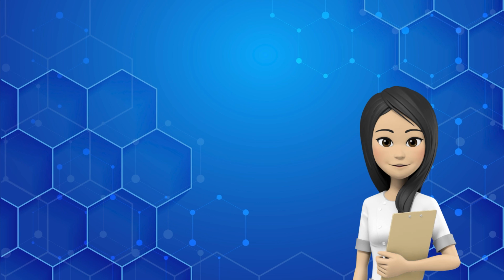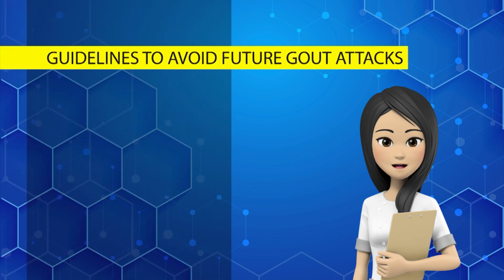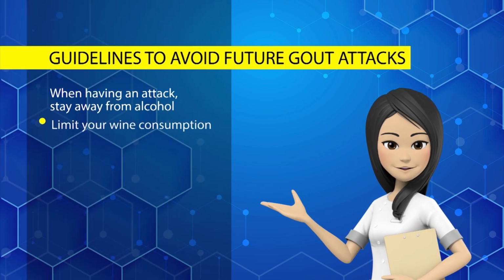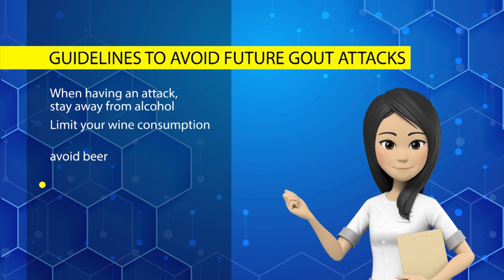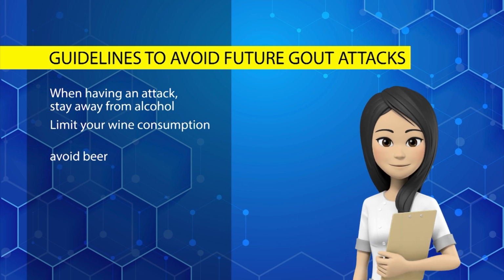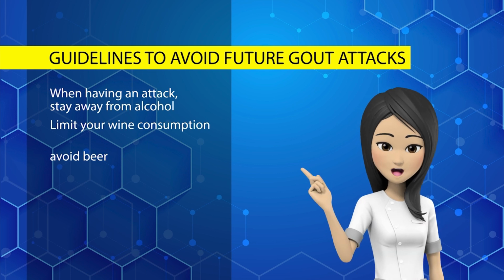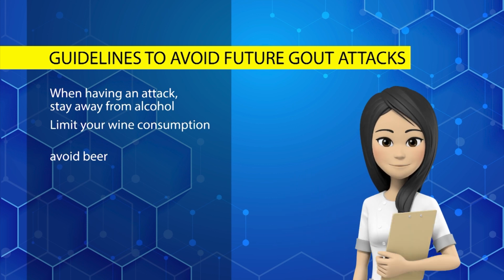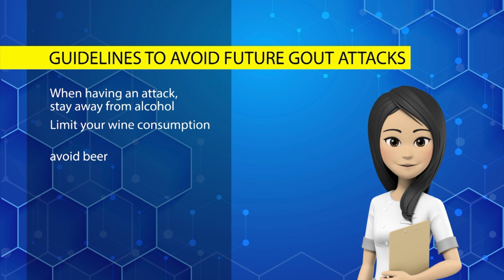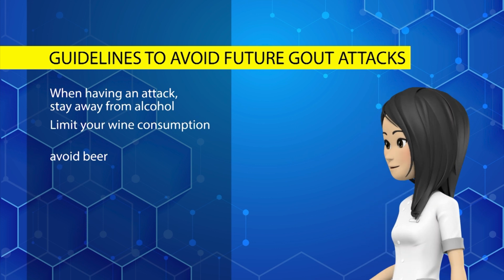Follow these guidelines to avoid future gout attacks. When having an attack, stay away from alcohol. Limit your wine consumption. Avoid beer. Remember that unless your doctor tells you otherwise, you should avoid all alcohol. These alcohol restrictions are also taken into account in gout-friendly recipes.